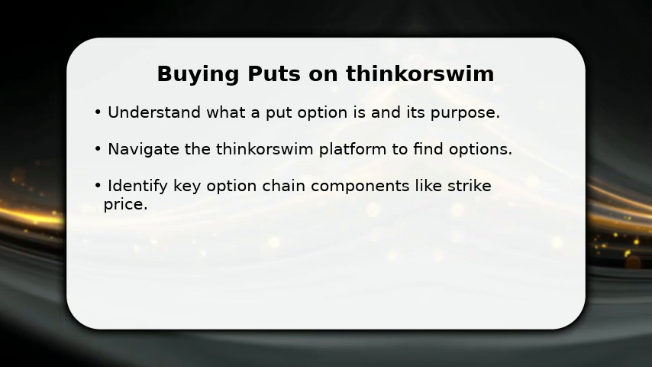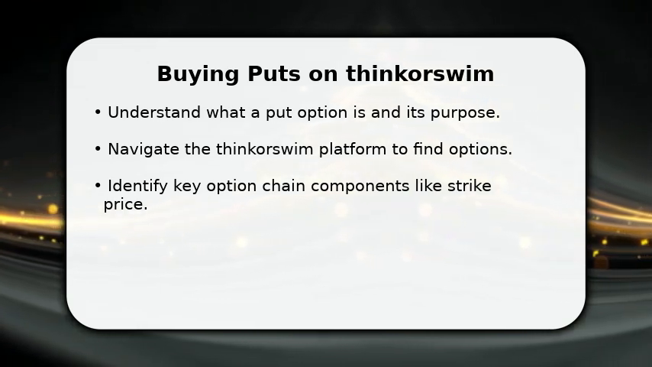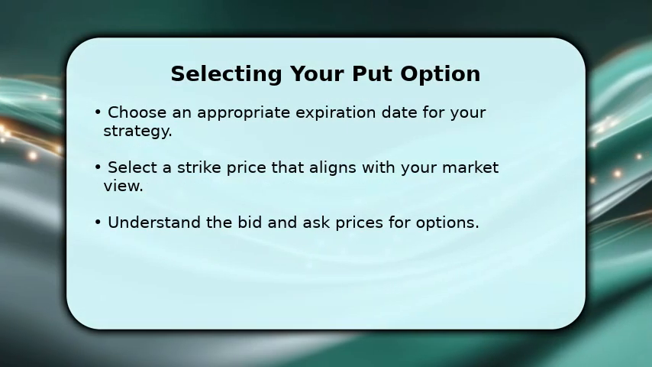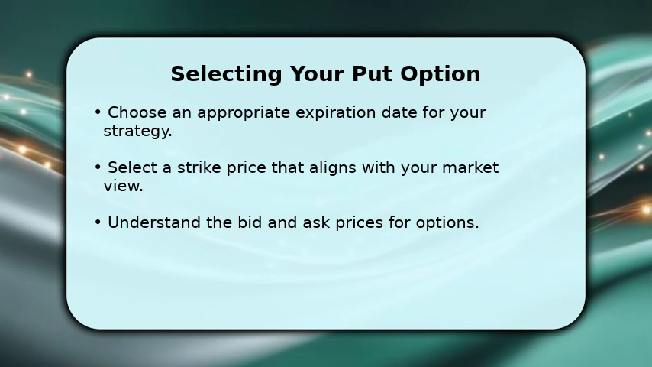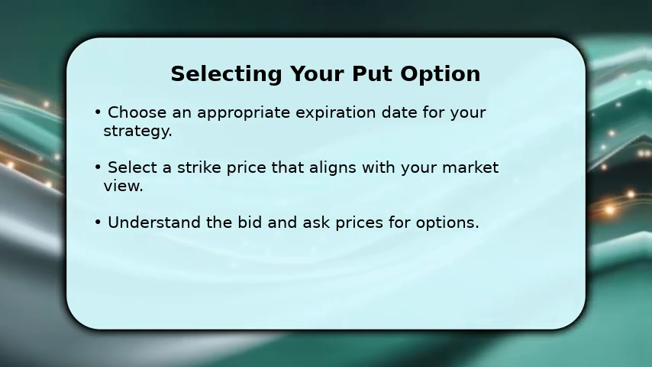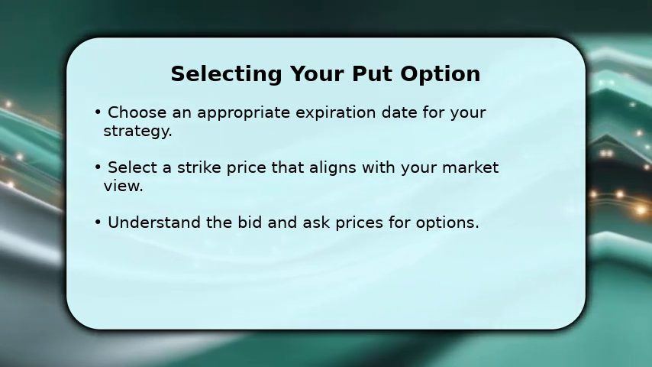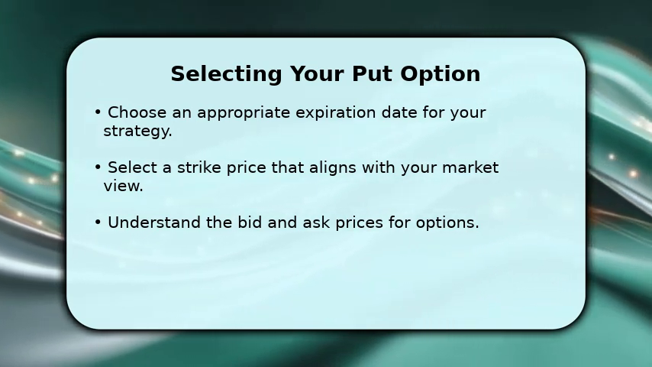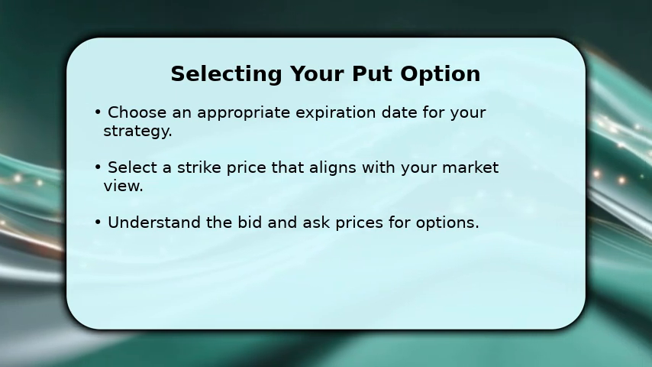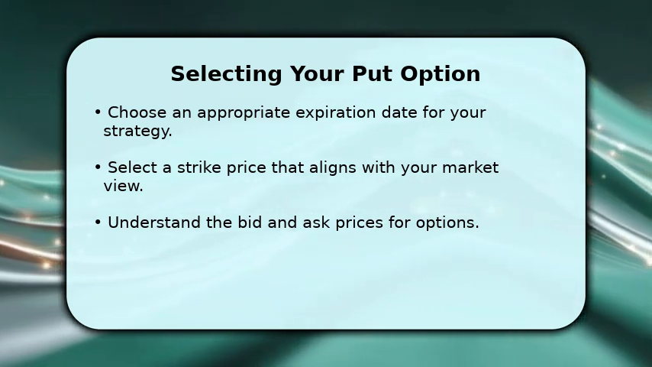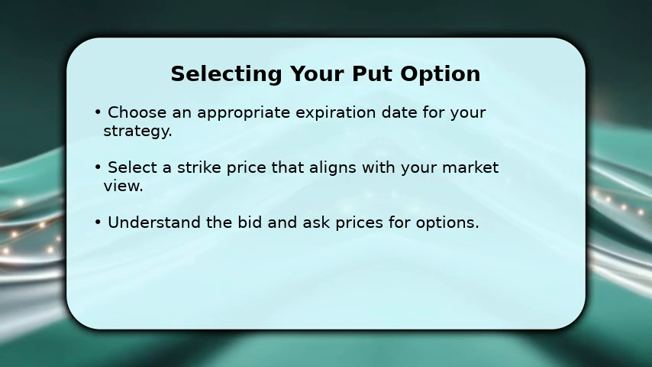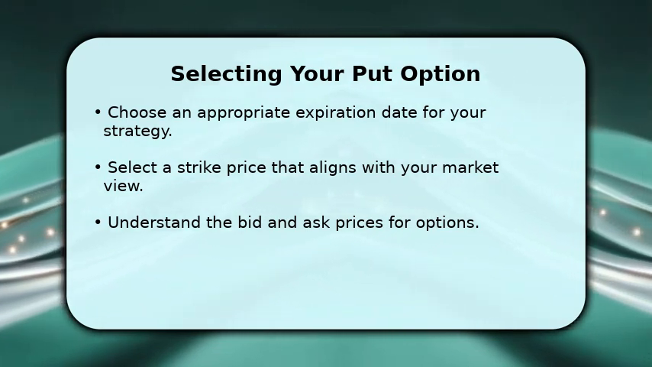Remember, a put option gives you the right, but not the obligation, to sell a stock at a specific price. Once you're on the option chain, you'll need to choose an expiration date. Consider how long you expect the stock price to move down. Then, select a strike price. This is the price at which you can sell the stock if the option is exercised. Look at the bid and ask prices to understand the current market value of the option before placing your order.